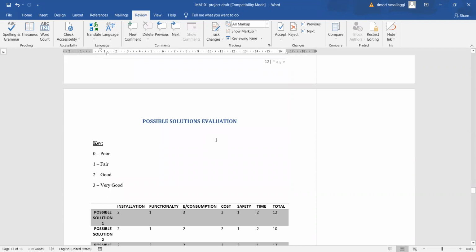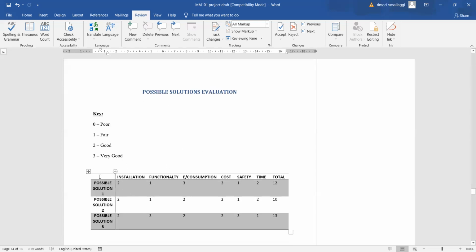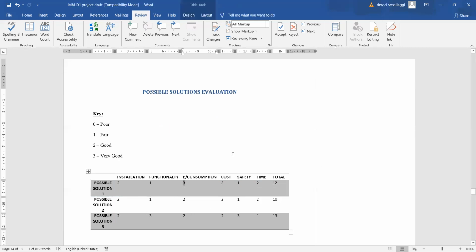Your evaluation, I feel, is the bit that's lacking the most in your project so far. The evaluation is probably the most important aspect of all projects across the board. Doesn't matter what you're doing. Evaluation is where you justify why you give a certain score to a certain design in a certain category. For example, for possible solution 1, you've given a score of 2 for installation. You have to say why did we give a score of 2 for possible solution 1? Why did we give a score of 3 for possible solution 1? And so on and so forth.